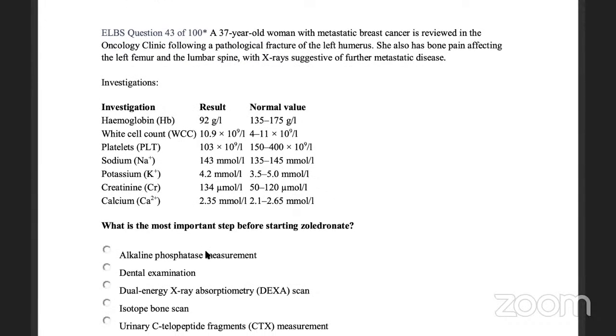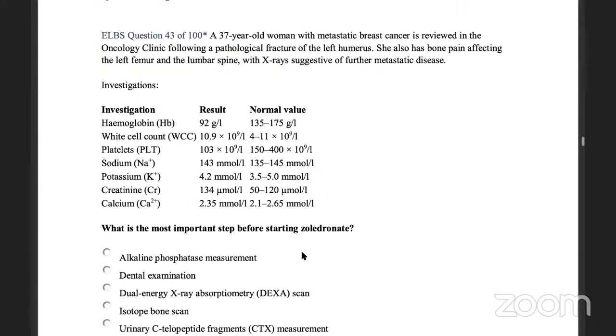The remaining things, no need, I think. But dental is for osteonecrosis. I'm not sure. Yeah, it's dental examination only. The remaining things we cannot do before giving. Alkaline phosphatase you can do, but it's not going to make any difference. Dental is a must. Dental examination means osteonecrosis of the jaw, a common side effect of bisphosphonates. Before starting zoledronate, we can check if there is any jaw problem.